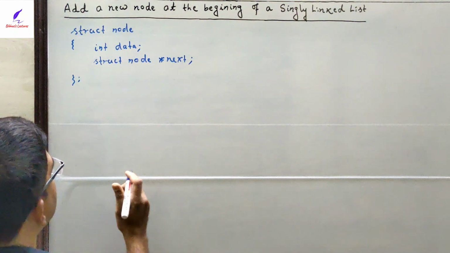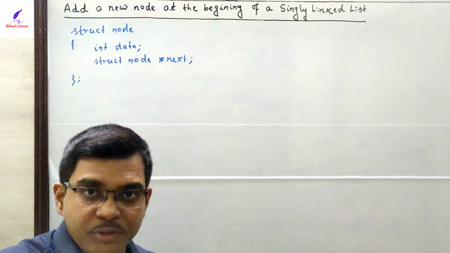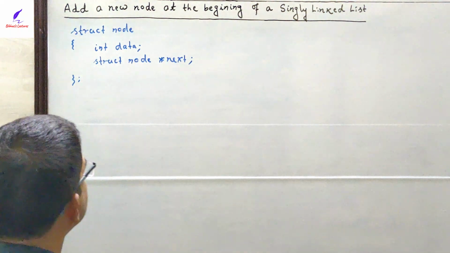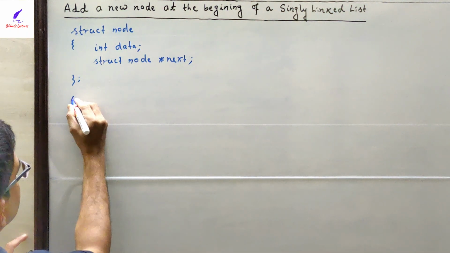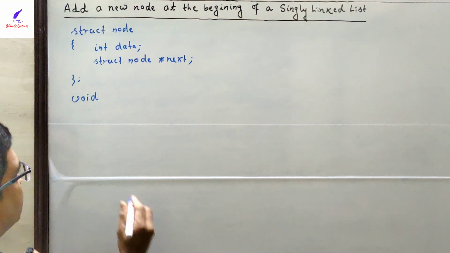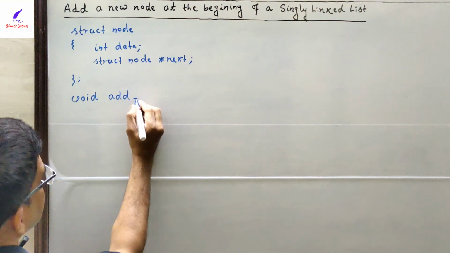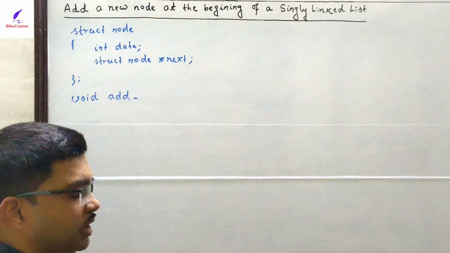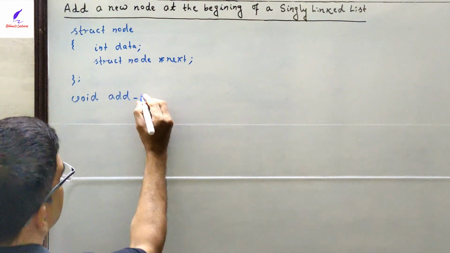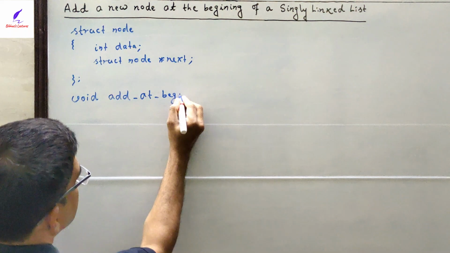Okay. Now before defining the function, we will declare the function. That means we will mention the prototype of the function. So what will be the prototype? First you have to mention the return type of the function. Suppose you do not want any return from the function, so void, then the name of the function. This is a user defined function, so you can give any name. I am giving the name add at begin.